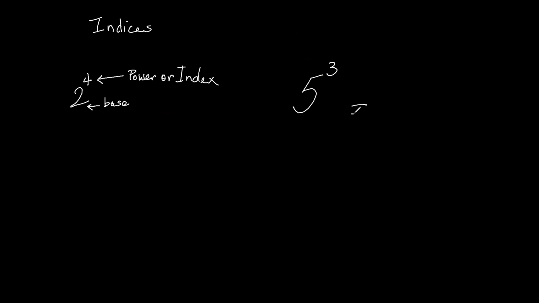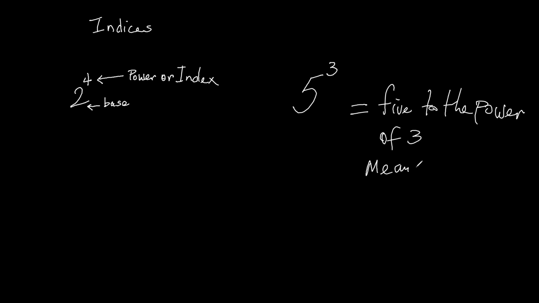So 5 to the power of 3 means, I'm going to show you what it means. It means 5 times 5 times 5. So 5 is multiplied by itself 3 times.